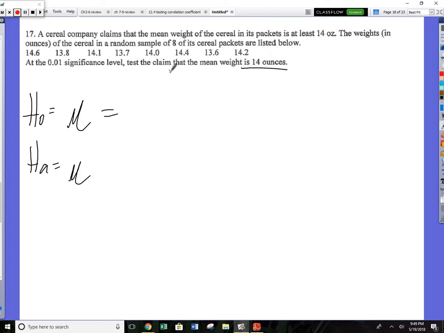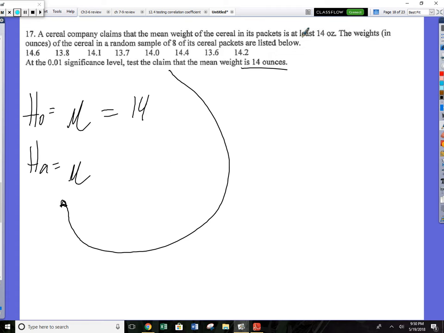Usually the claim is the new stuff. The H0 is the old existing knowledge, and maybe the claim is something that's changed. But the claim is 14 ounces. That would be mu equals 14.